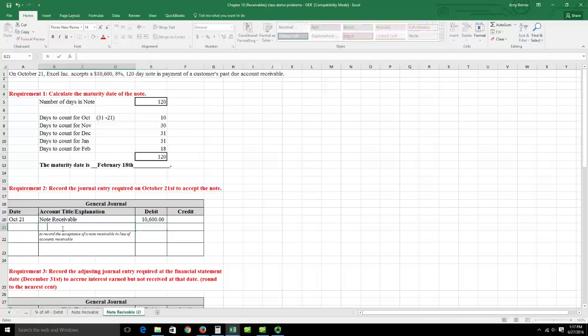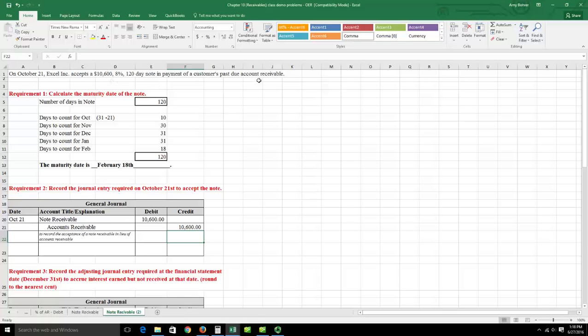And I need to take that accounts receivable off of my books. Accounts receivable is also an asset, but now I'm trying to decrease it, because I have that $10,600 accounts receivable that we're now substituting for the notes receivable. So I need to decrease my accounts receivable with a credit. So that's what happens on the day that the note is signed.